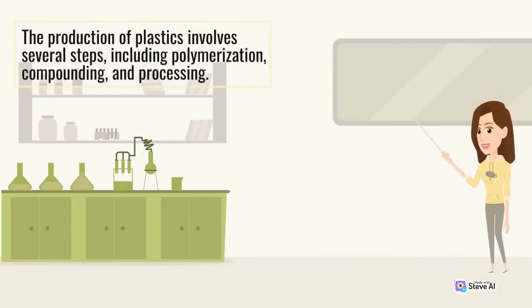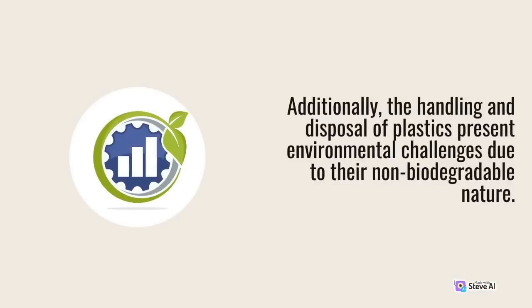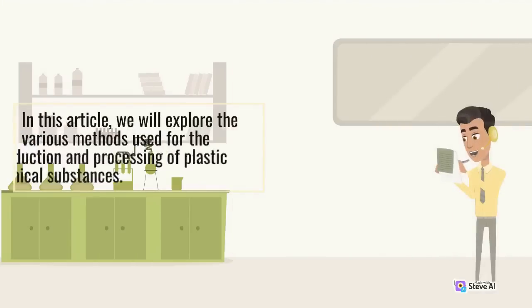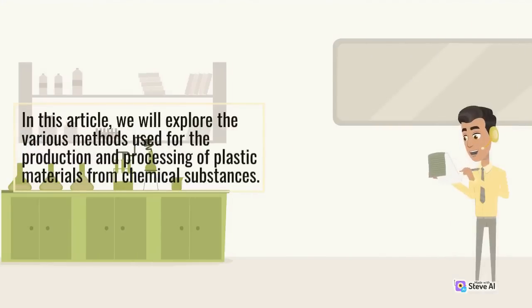The production of plastics involves several steps, including polymerization, compounding, and processing. Additionally, the handling and disposal of plastics present environmental challenges due to their non-biodegradable nature. In this article, we will explore the various methods used for the production and processing of plastic materials from chemical substances.